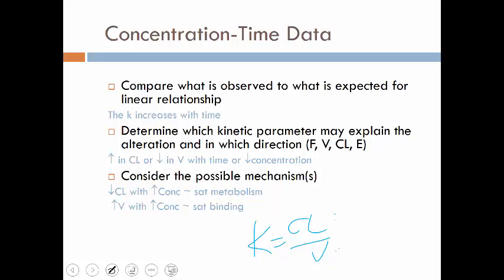But if it's increasing consistently with time, that either means that clearance is increasing, nonlinear in clearance, with it increasing with time, or a decrease in volume with time. So that's what we did. We figured out what determines K, and therefore what could be causing this. So what could cause an increase in clearance?